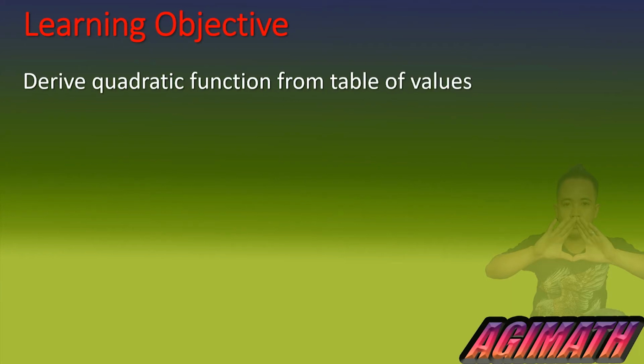In this tutorial video, we are going to derive a quadratic function from a table of values. This is one of the competencies in Grade 9 mathematics for the first quarter under quadratic function. The scenario is you'll be given a table of values and then you're going to derive a quadratic function.